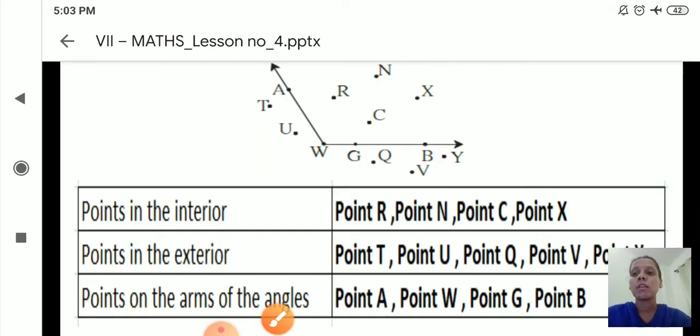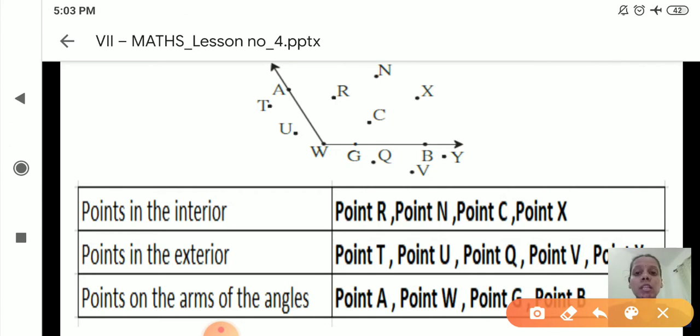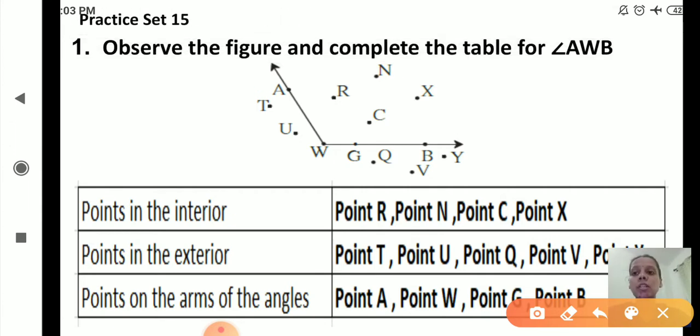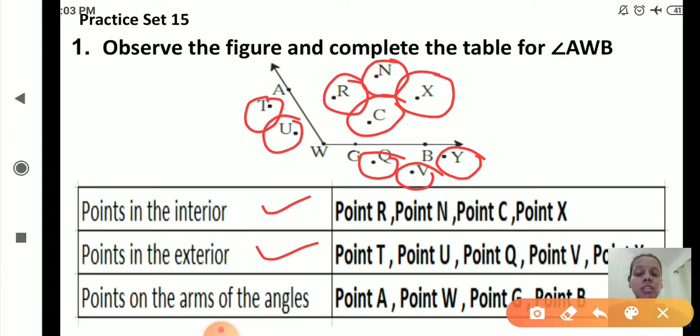Now we'll start with practice set 15. We will just quickly revise practice set 15 and practice set 16 today. Observe the figure and complete the table for angle AWB. One figure is given, you will identify the interior points and exterior points. Which are the interior points here? Points in the interior are point R, point C, point N and point X. These are the interior points, right? Now which points are in the exterior? Exterior points are point T, point U, point Q, point V and point Y. They are exterior points, right?